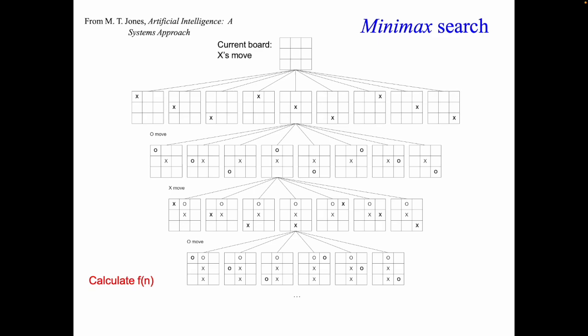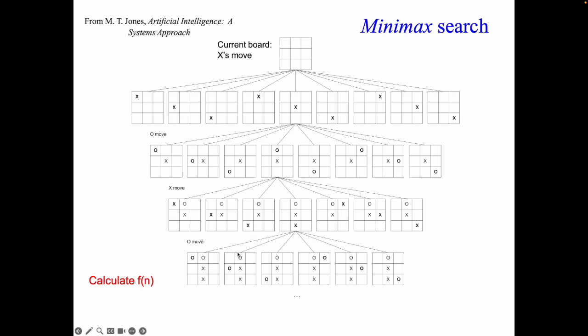So 4 possibilities for X to win. How many possibilities do we have for O to win? We have more. We have first column, third column. So the evaluation function for this one will return 1, right? And the same way you calculate for all of these nodes. And then what do you have to return?